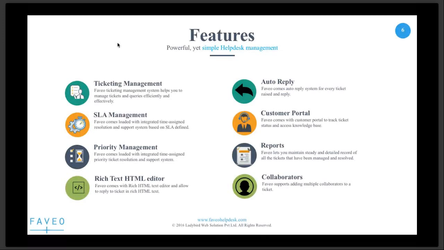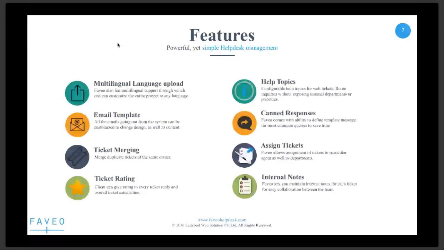You can also add collaborators to the ticket. Faveo supports multiple languages. Many language integrations are already provided, and we are converting Faveo to more languages. Every month we are releasing new language updates. Faveo has built-in responses. These are the template messages that people ask for from time to time, and instead of typing them again and again, they can be saved as canned responses. Faveo has multiple email templates which you can change. You can insert images into them, and you can change the template to the language of your choice.